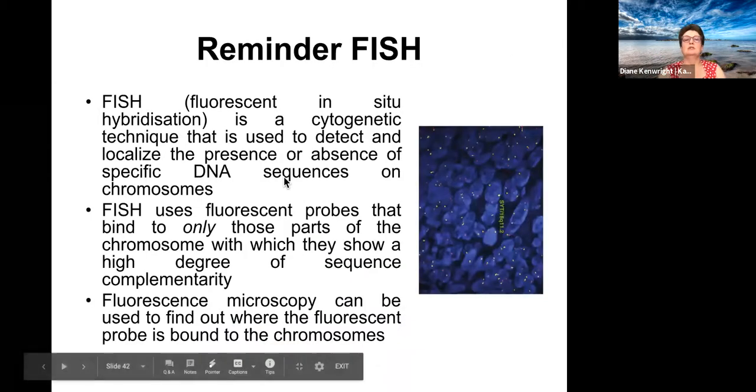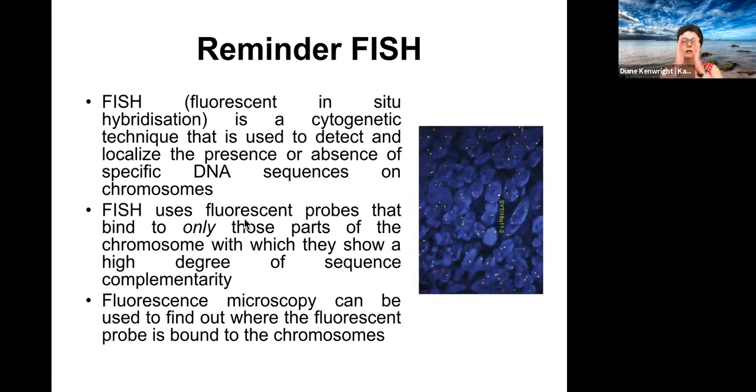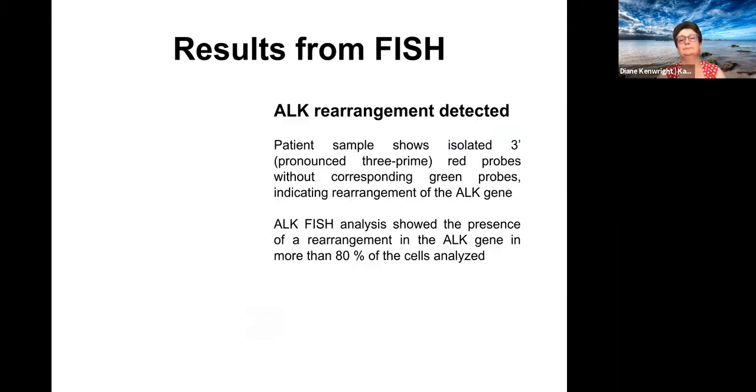So FISH is where we attach a DNA sequence to the chromosome. It binds only those parts of the chromosomes that have that sequence. So it's quite specific to finding a little spot on a chromosome. We look at it down a fluorescence microscope and it detects things at the level of whole chromosome changes.